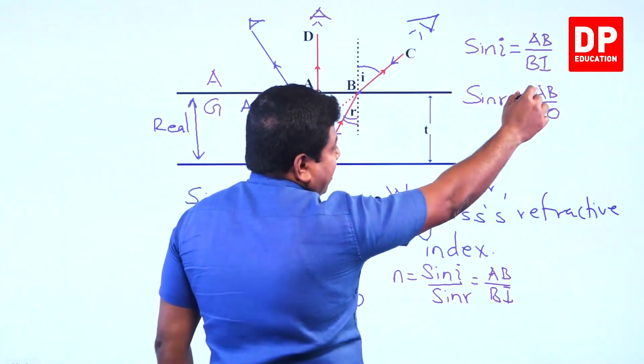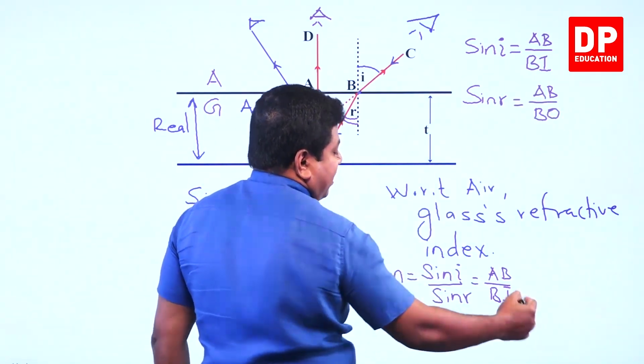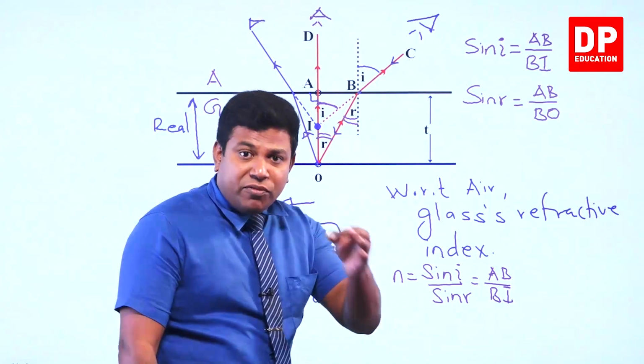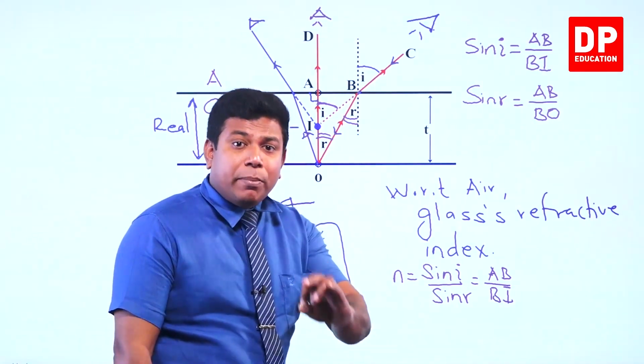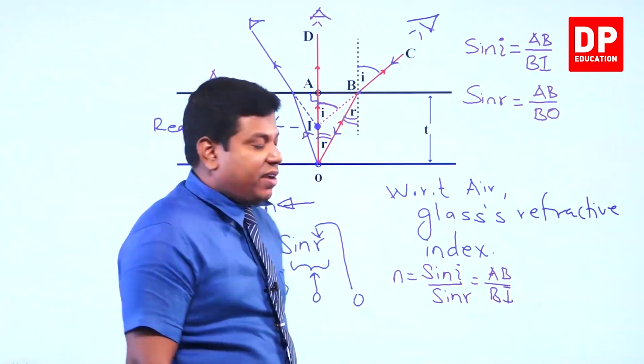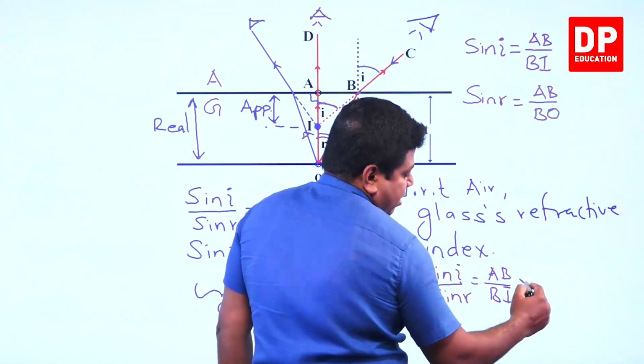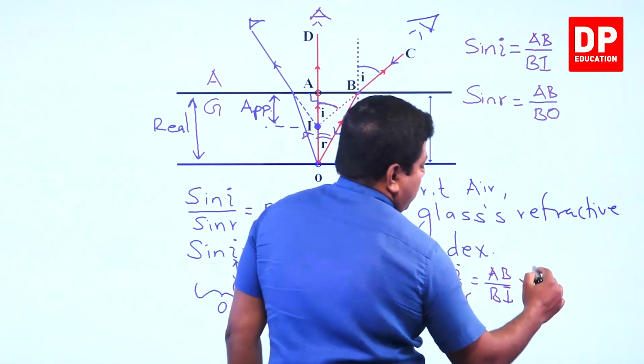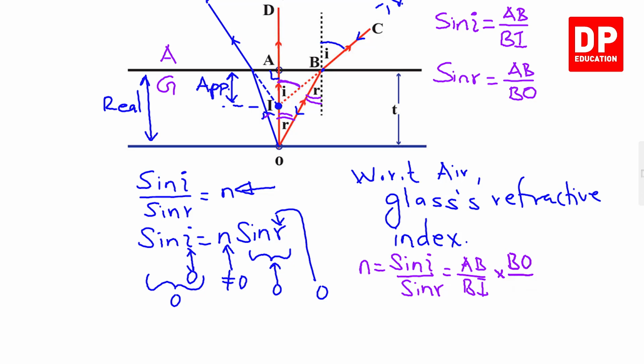I have to divide by sin R. So I have to divide by this fraction. Dividing by that fraction is equal to multiplying by the inverse of that fraction. Inverse means BO will go up, AB will be down. Now AB cancelled, leaving BO and BI.